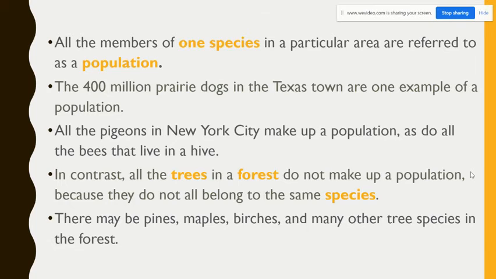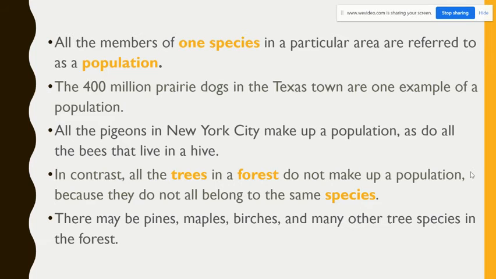All the pigeons in New York City make up a population because they are all the same species of bird in that location. And then all the bees that live in a hive are also considered a population because they are all that one species of bee living and working together.